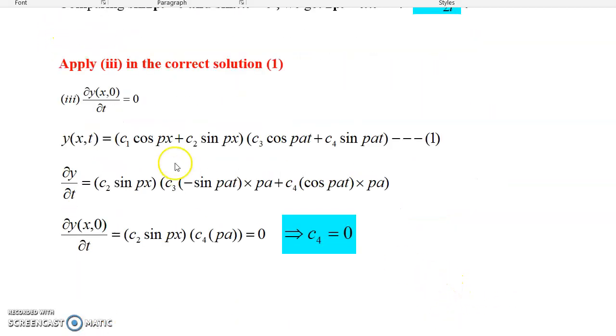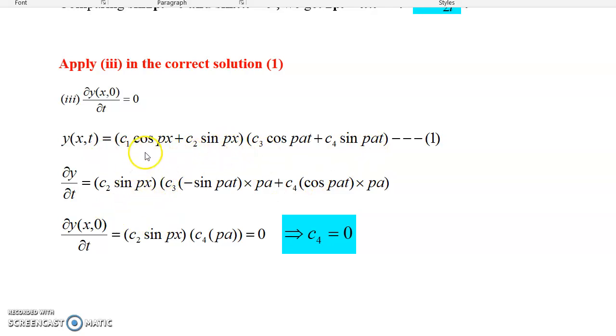Now let us apply the third condition, ∂y/∂t at (x, 0) = 0. For this we need ∂y/∂t, so we will write the solution again. What is ∂y/∂t? Differentiating this y with respect to t, don't touch the x term.